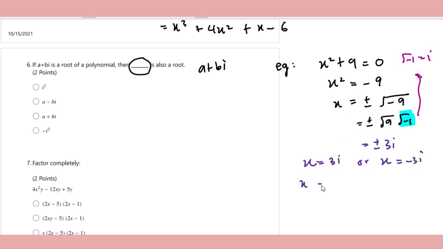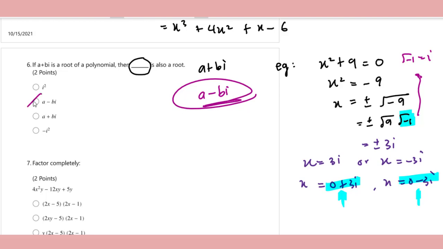Or we can say that x equals 0 plus 3i, and x equals 0 minus 3i. Between the two roots, one is plus and one is minus, so consider the conjugate. If a plus bi is one of the roots of the polynomial, the other one is a minus bi. The answer is a minus bi.